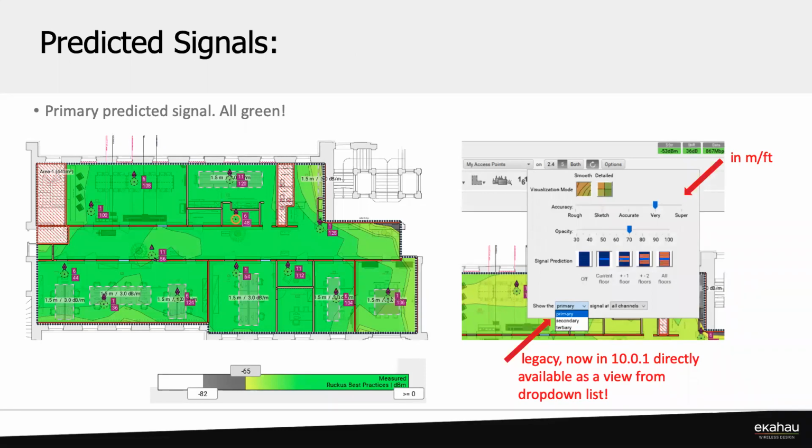What we also mentioned is that nowadays secondary and tertiary signals are available from the drop-down box right away. In the older version, we needed to go to options, as I mentioned, and from there we could see the secondary and tertiary signal.